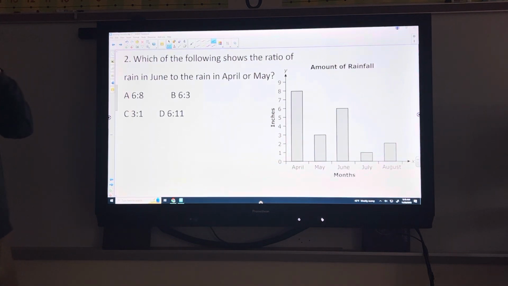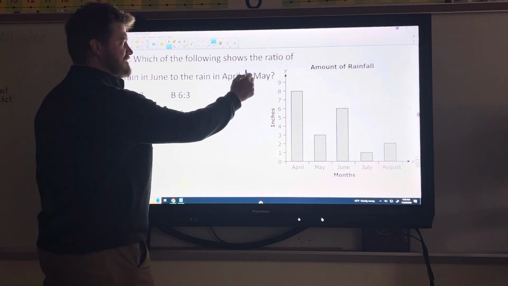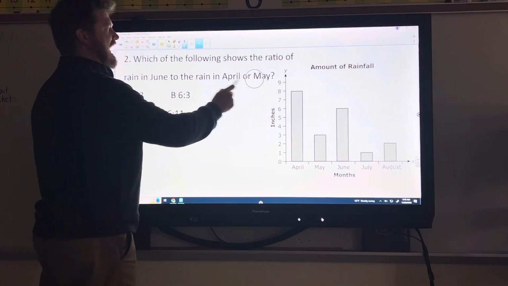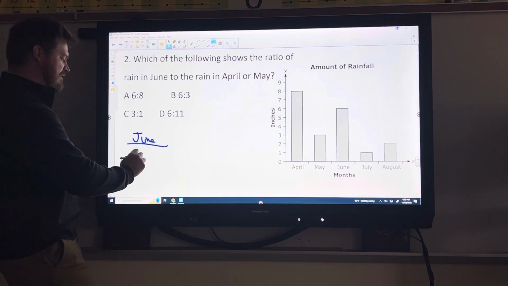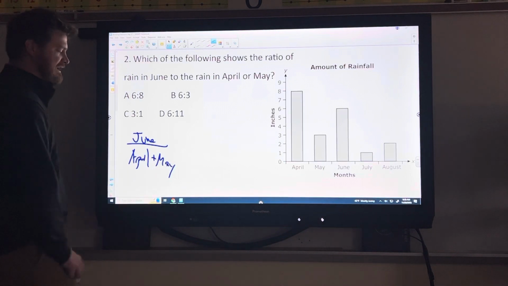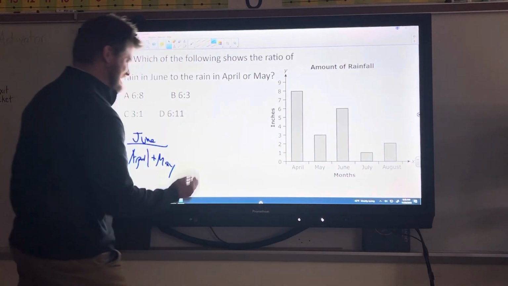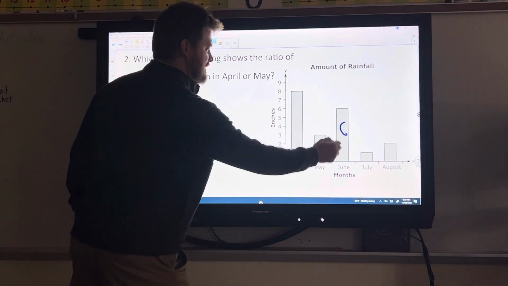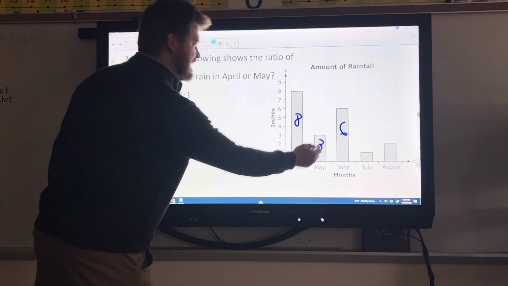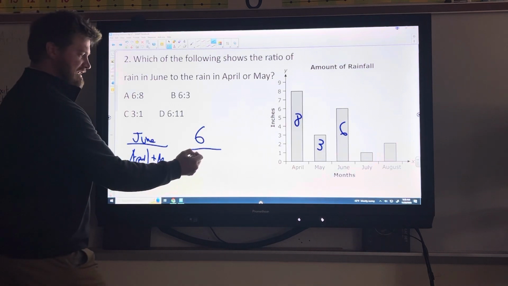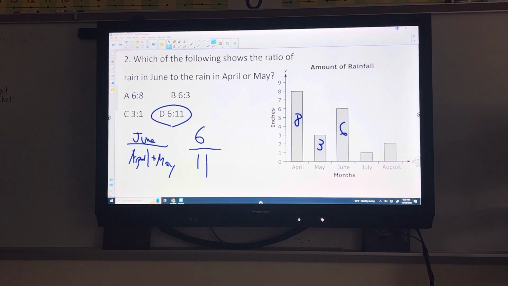Which of the following shows the ratio of rain in June to the rain in April or May? On the last slide, it showed you that "or" was a combining word, meaning we've got to add April and May together. So it's June over April plus May. Excuse the handwriting. So first of all, let's do the numerator. June had 6 inches. We've got to combine April and May. Well, April had 8. May had 3. 8 plus 3 is 11. So 6 over 11 is also known as 6 to 11. Give yourself a pat on the back if you got D.